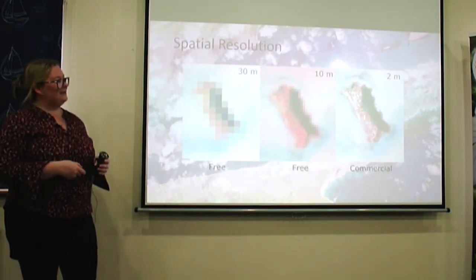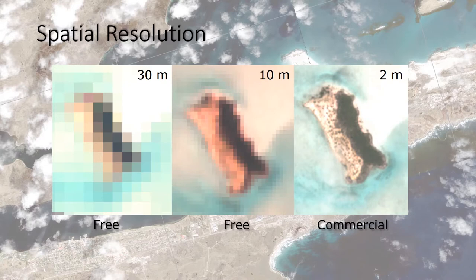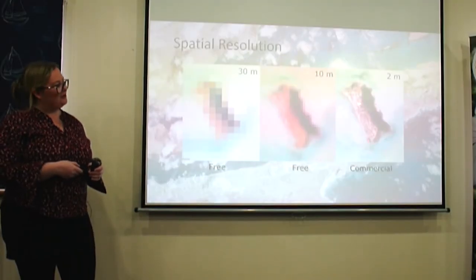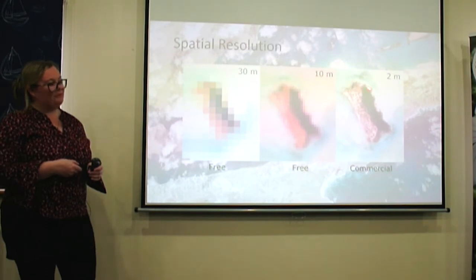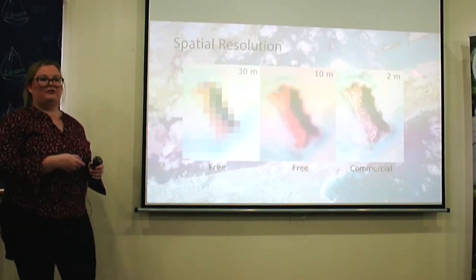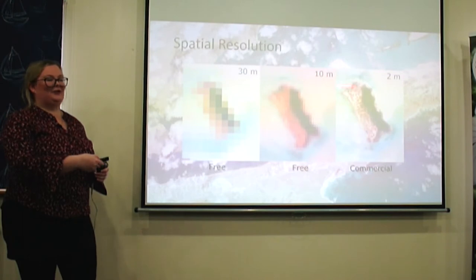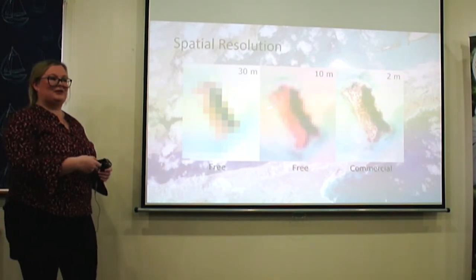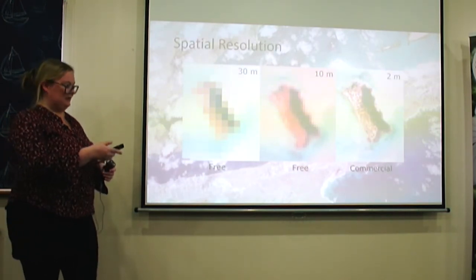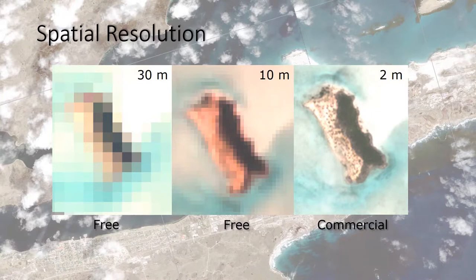The one at the end is actually a Pleiades image, and it's a commercial satellite constellation, and it costs a lot of money to access this data. You're talking about thousands of pounds for a relatively small area, so it's not cheap, but you do get much more detail. If you wanted to pick out all of these individual scrub bushes here, then you would need this sort of resolution. So hopefully that gives you a flavour of the different things you can do with different spatial resolutions. We will explore this again in the field after lunch.